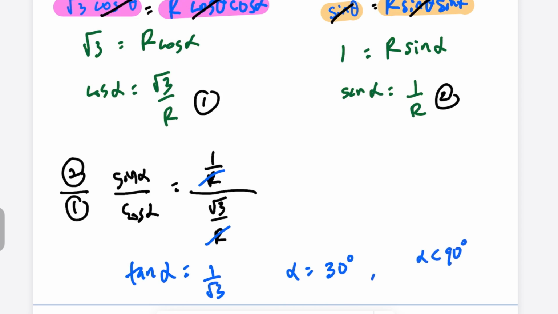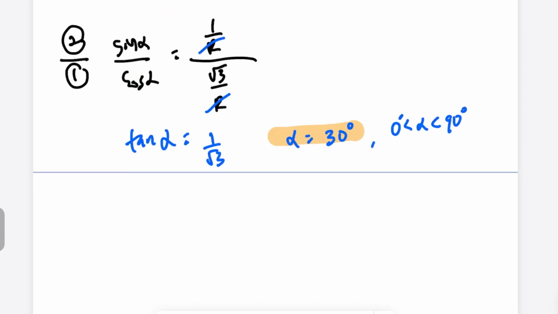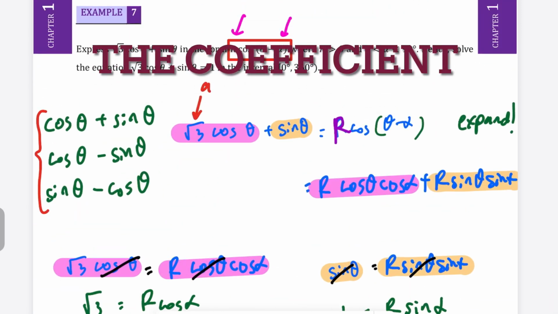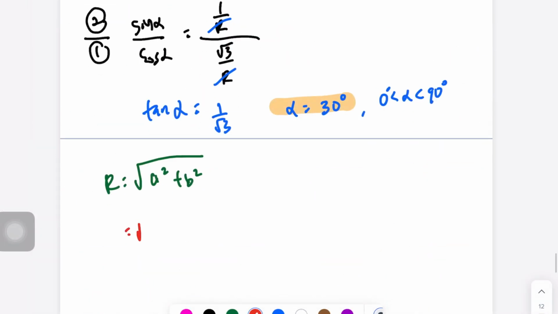So don't worry, because the question has specified that your alpha is an acute angle. So we just take the value of alpha 30 degrees. No need to find the reference angle. The next one is you need to find another variable r. So the formula for variable r is square root of a squared plus b squared. So where is your a and b? This will be the constant for your a, and 1 here will be the constant for your b. So let's do that. Root 3 and 1. So square root of root 3 squared plus 1 squared. Therefore, your r will be root 4, which is r is equal to 2.